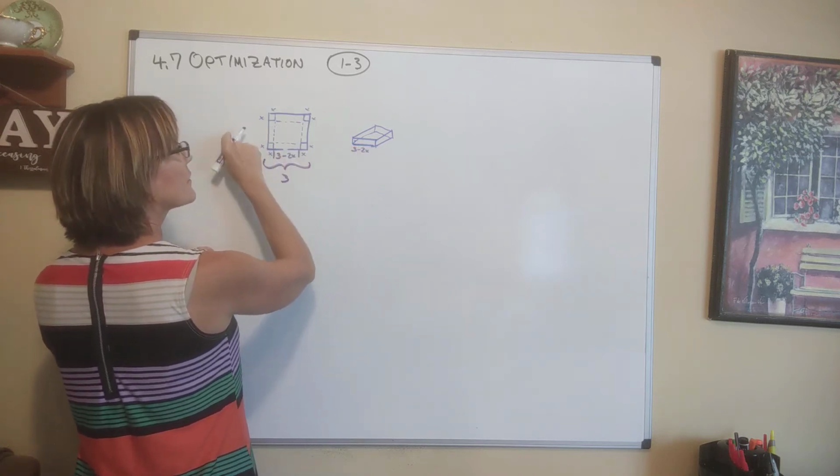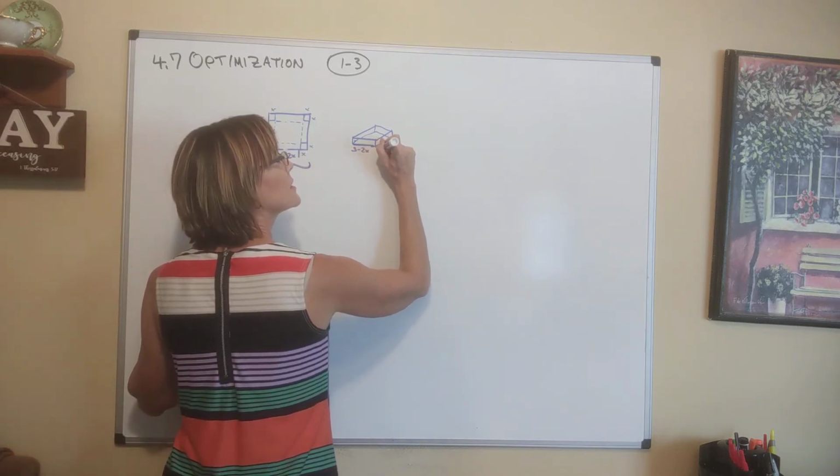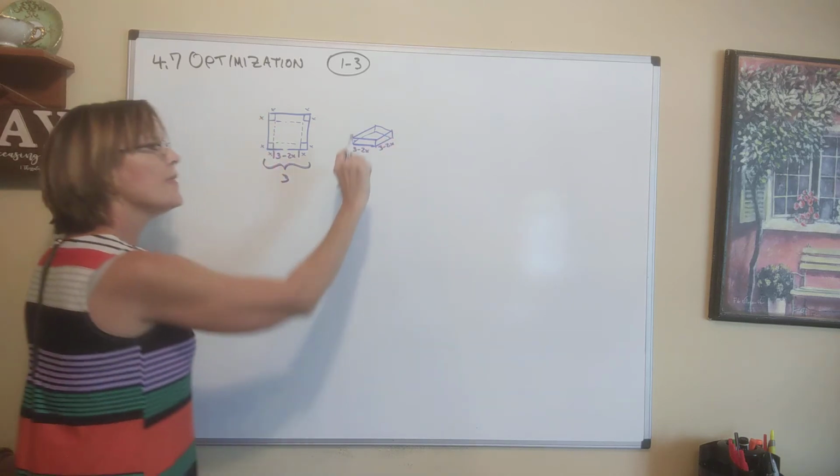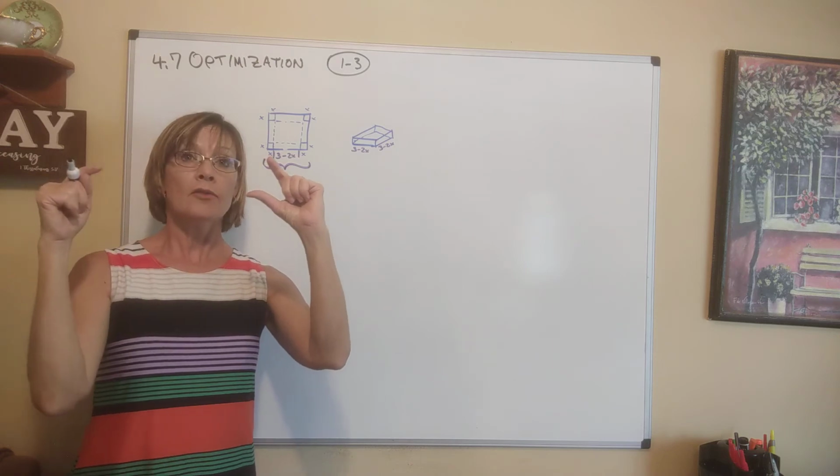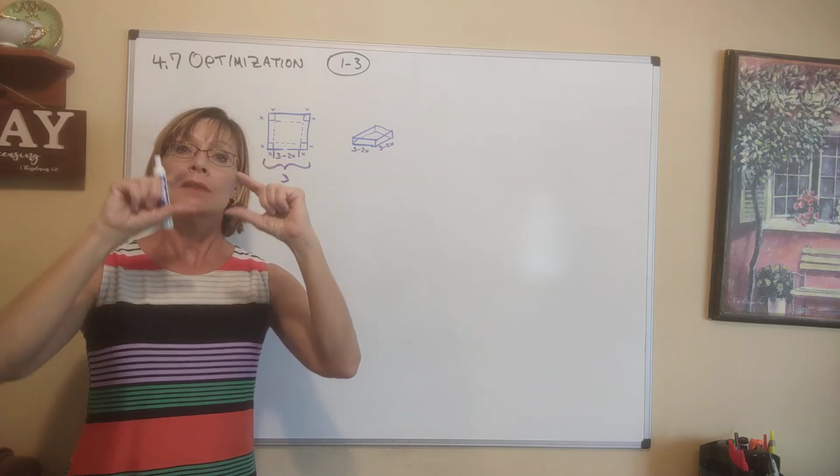It's going to be the same on every side. So that means this dimension right here is 3 minus 2x. And then the height of this box is however high you folded it up, which is however far you cut in, which is known as x.